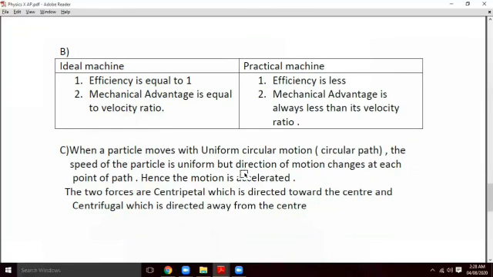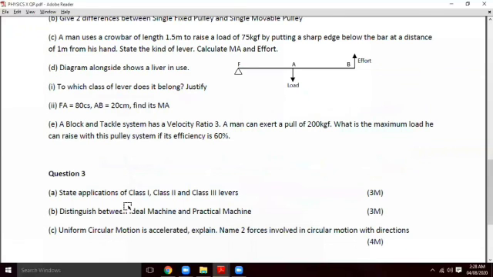Coming to the next part of the question, the 2 forces are centripetal, which is directed towards the center, and centrifugal, which is directed away from the center for a body which is in uniform motion. If you mentioned both the forces and with their correct directions and correct spellings, then please give yourselves 2 marks for the second part of this answer. That completes the answer statement.